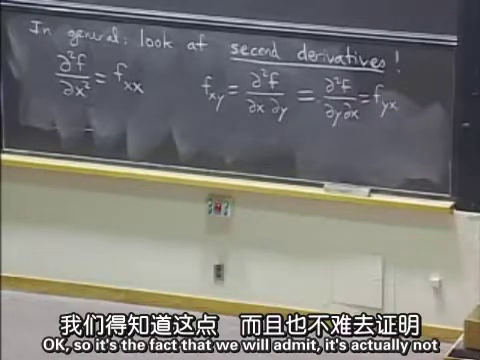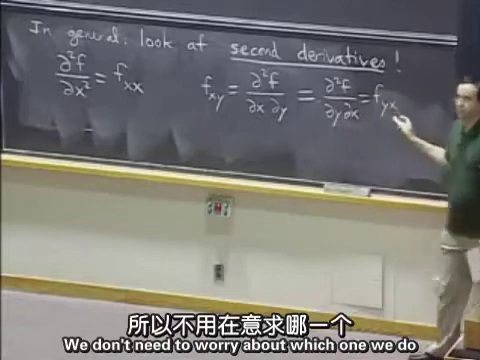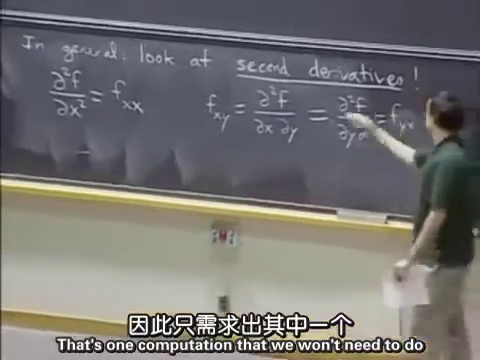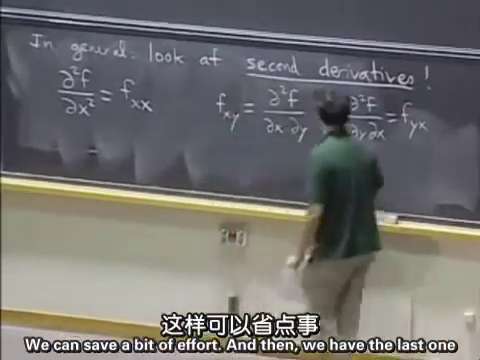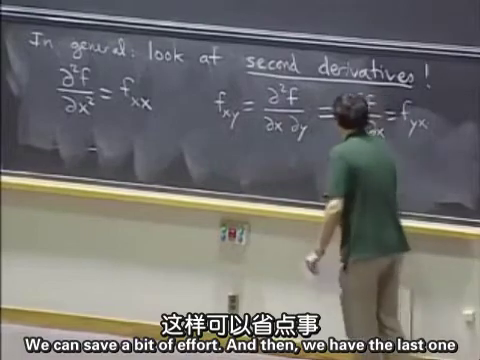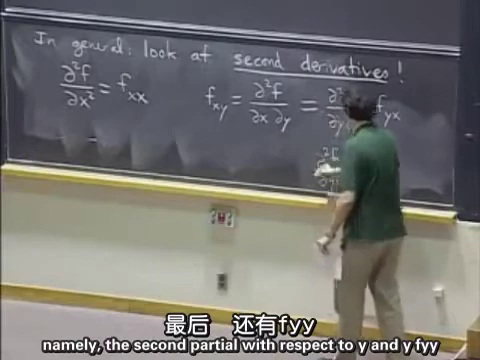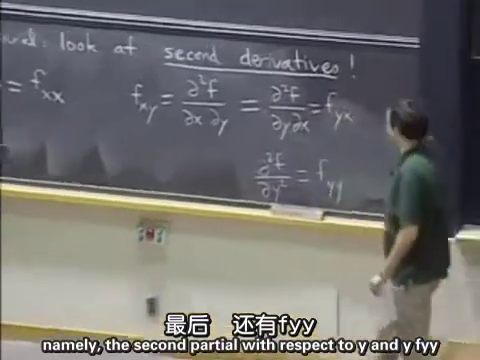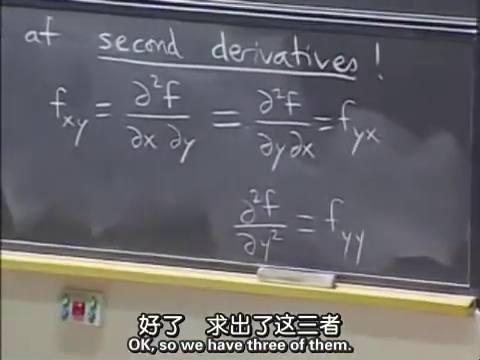Okay, so it's a fact that we will admit. It's actually not very hard to check, but these are always the same. We don't need to worry about which one we do. That's one computation that we won't need to do. We can save a bit of effort. And then we have the last one, namely the second partial with respect to y and y, f sub yy. Okay, so we have three of them.